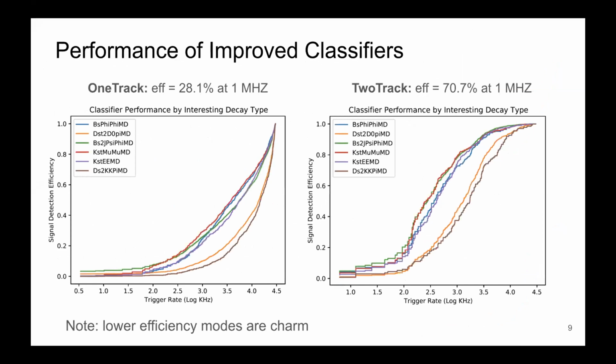So in early to mid-July, we had classifiers that looked more like this. We have a one-track efficiency of about 28% at this 1 megahertz line, and a two-track efficiency of about 71% at this 1 megahertz line. And what you'll also notice is that these D decays that I mentioned earlier, these yellow and brown lines, now are showing significantly lower performance, which is what we'd expect, and also seems to show that these classifiers are actually learning something meaningful.